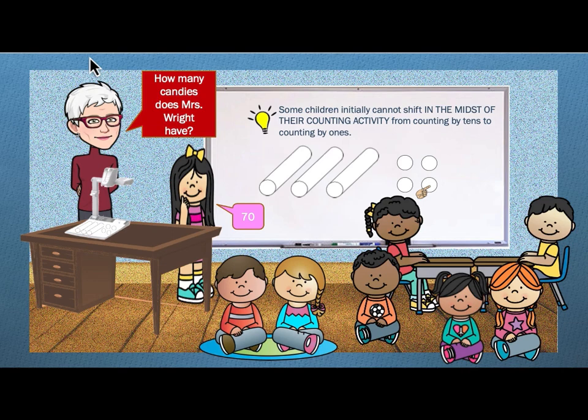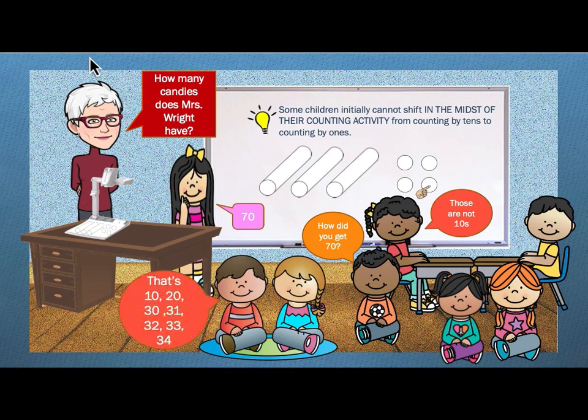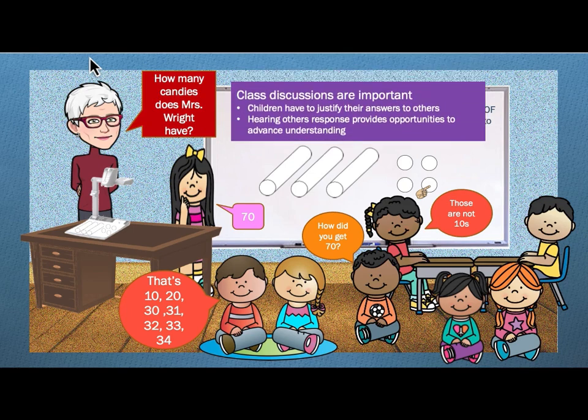Teachers that have not used this approach to coordinating units previously might think that I'm making this up. No one would say that there are 70 candies here, but I can guarantee you that I have often seen children do exactly that. Other children will disagree with 70 and say, how did you get 70? And a lively discussion will ensue. In the discussion, children will explain to each other ways they got the answer of 34 and why 70 is not correct. Class discussions like this are important because it is through the discussions that children have to justify their answers to others in the class. And as they hear others' responses to what they say, they have the opportunity to advance in their understanding.